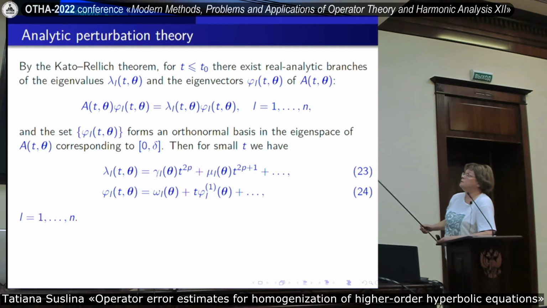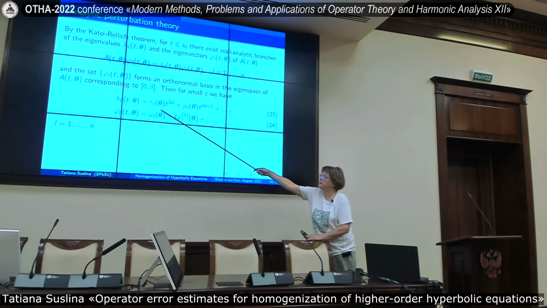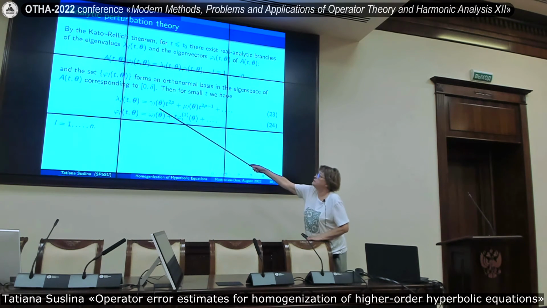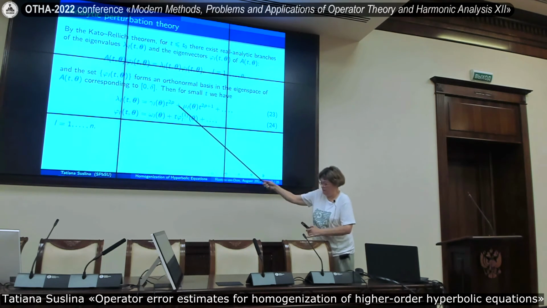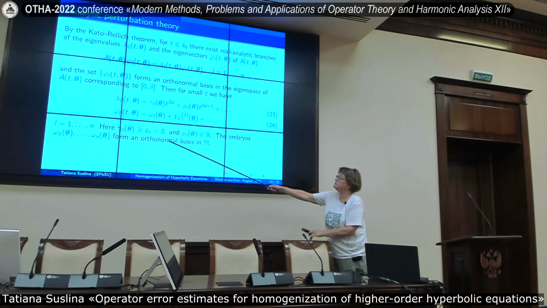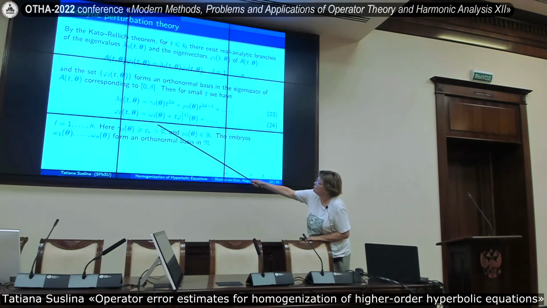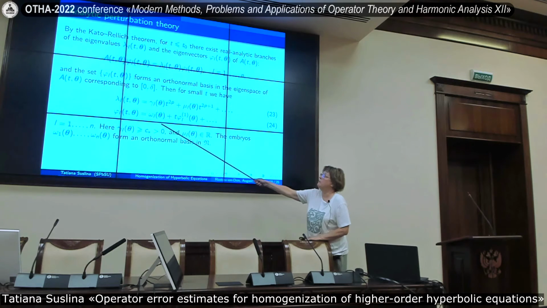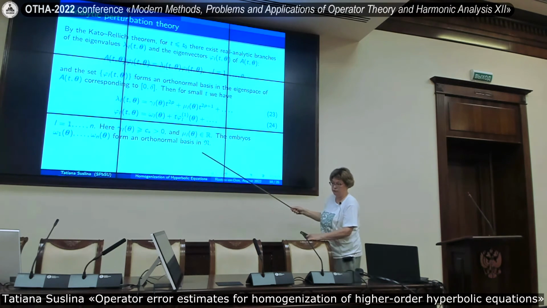Then, for small t, we can write down power series expansions for analytic eigenvalues and eigenvectors. The expansion for lambda_l starts with a term of order t to the power 2p. The coefficient gamma_l is strictly positive, separated from 0. The expansion for phi_l starts with some germ omega_l, and the set of these germs is an orthonormal basis in the subspace of constants.